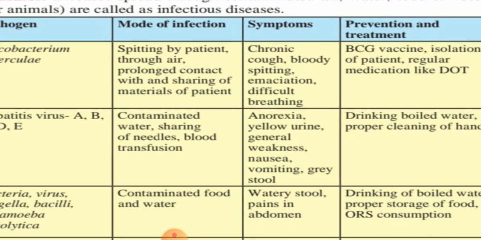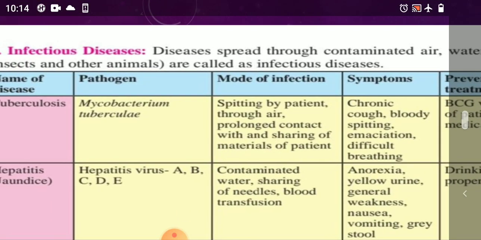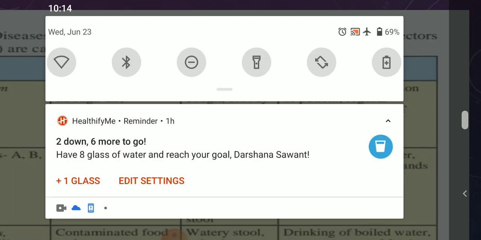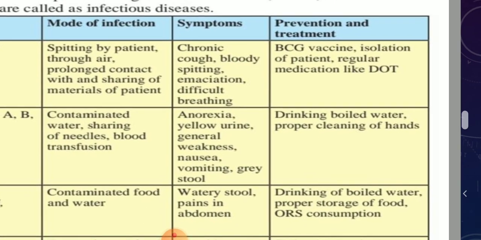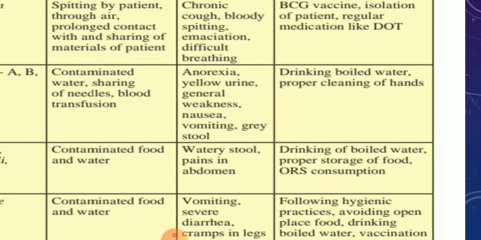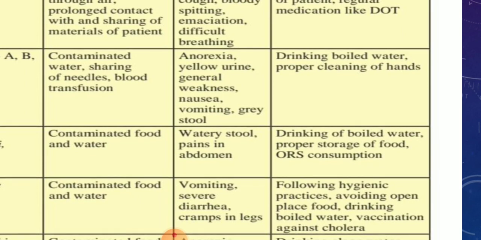What can be the symptoms? Anorexia. Anorexia means loss of appetite. Loss of appetite means you will not feel like eating anything, no hunger condition. Yellow urine, urine will be yellow in color. General weakness, nausea, vomiting and gray stool. Gray stool means the color of your excreta will be gray in color.